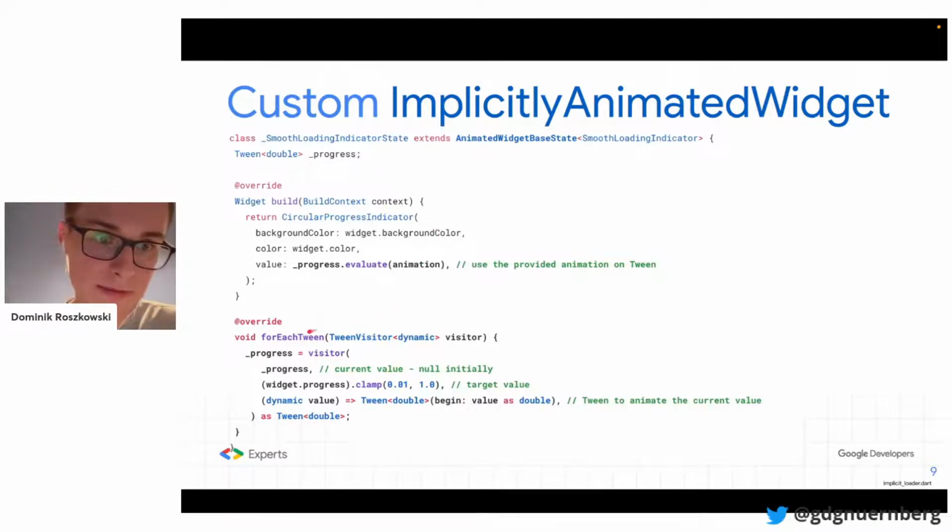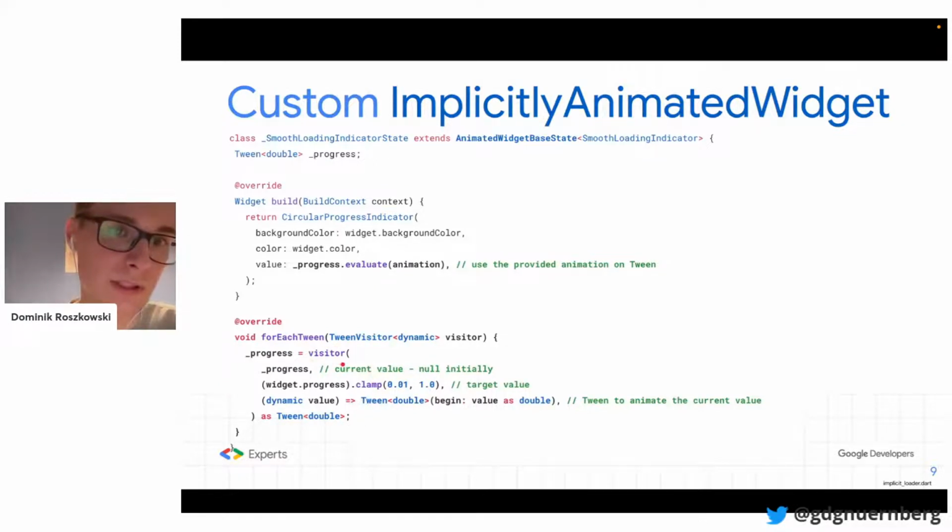Then we have the special method called forEachTween that we need to override. So the animated widget base state of the smooth loading indicator exposes this forEachTween method for us, and we have to override this so that every time you build this widget with a different value of progress, and progress can be 0.0, 0.1, 0.2, and so on and so forth, any double value, we have to call this method and this build code.